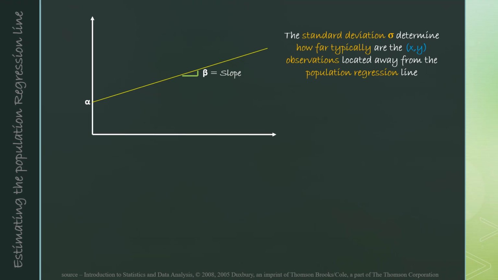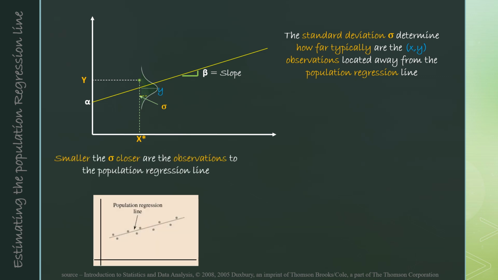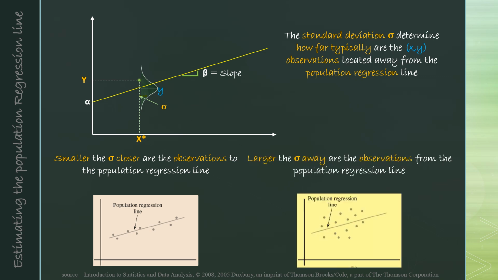The standard deviation sigma determines how far typically the X and Y observations are located away from the population regression line. Note, as per our basic assumption, sigma remains the same for any value of X. Smaller the sigma, closer are the observations to the population regression line, that is, smaller are the deviations. Larger the sigma, farther away are the observations from the population regression line. In other words, larger are the deviations.